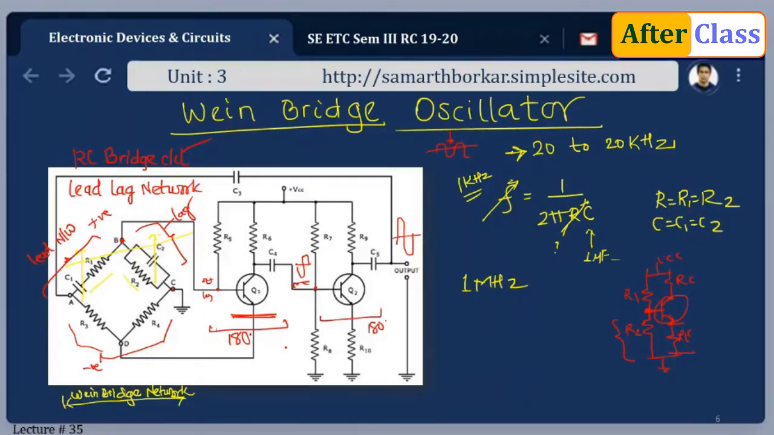Fine. Now thus, by employing a Wien bridge feedback network, frequency stability is increased. So let me write here one important word for this particular slide. By having the Wien bridge network, what we do is we increase the frequency stability. We are able to increase.